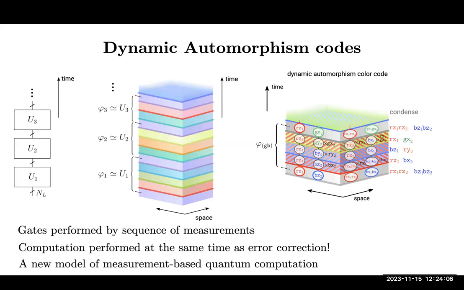So, in some sense, you can perform by using measurements only. You can perform error correction and computation at the same time, and this is a new model of measurement-based quantum computation. But along the way, I'll also make connections to how to think of all of this very nicely in terms of TQFT and your familiar stuff.